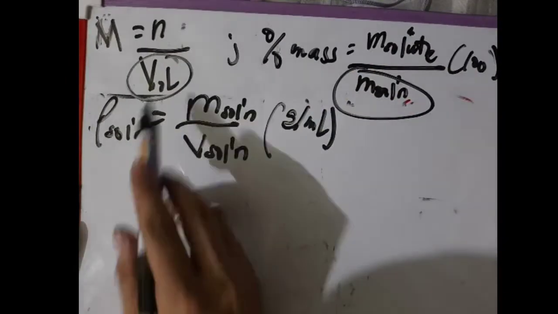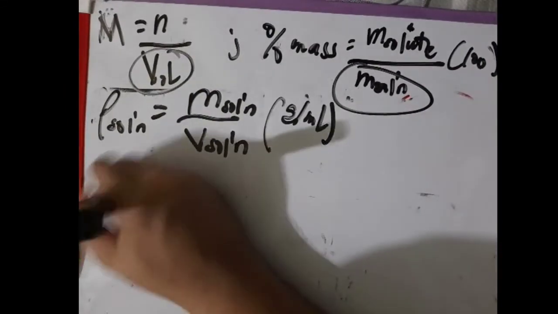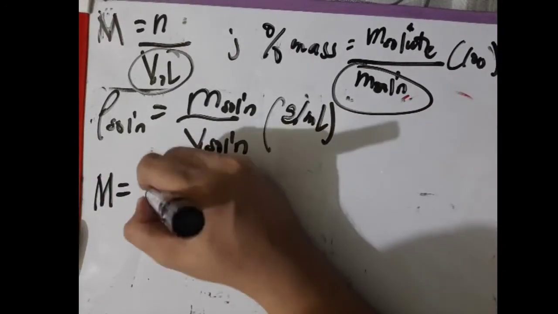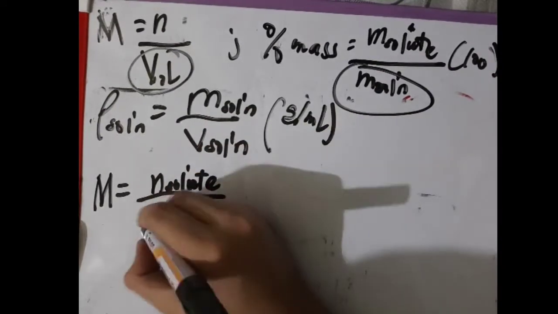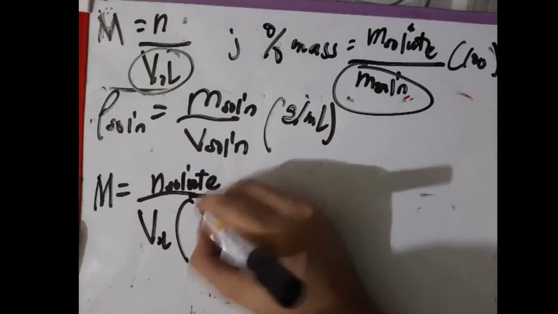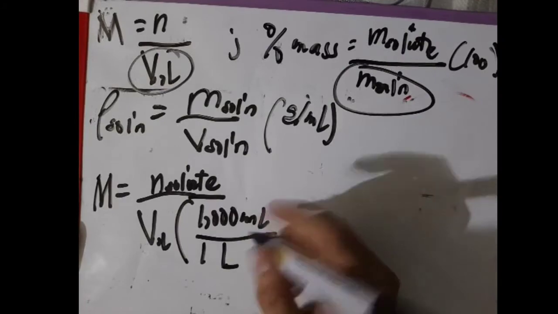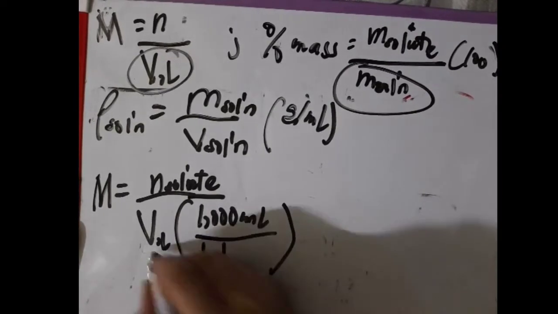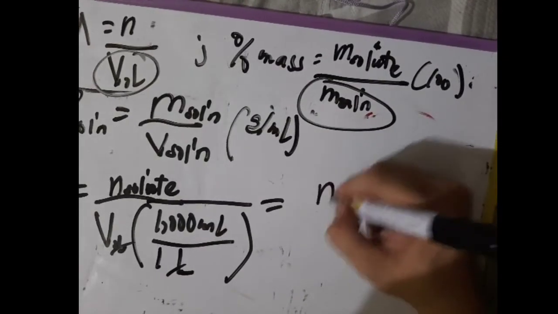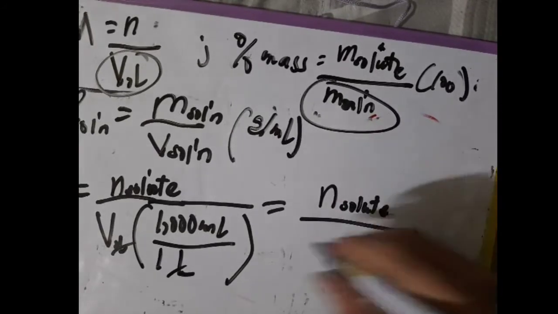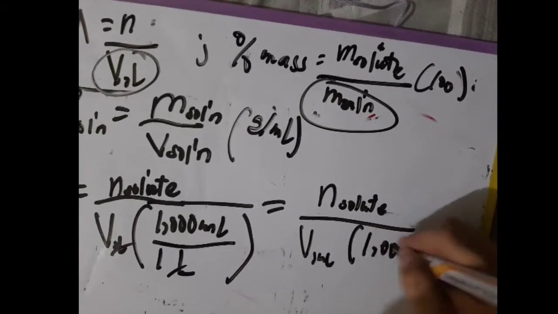Now since the volume of our solution in the molarity is in liter, we need to convert that first into ml. So 1000 ml is 1 liter. You cancel this one, and basically molarity is the moles of solute per volume of solution in milliliters multiplied by 1000, which is our conversion factor.